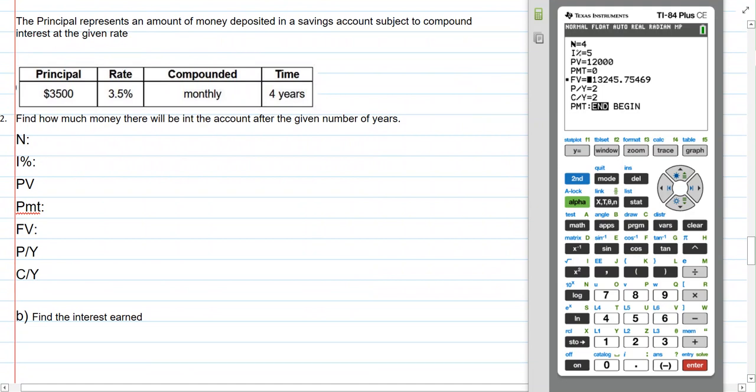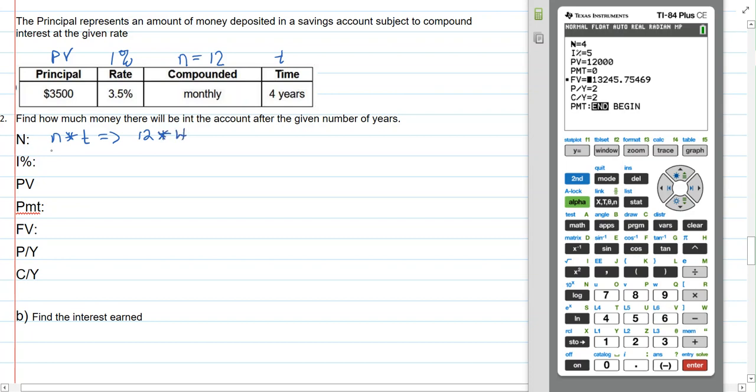And we want to find compound interest. The principal is $3,500. So this is our present value, our one-time deposit. Our rate is 3.5%, so that's our I%. Compounded monthly means that little n equals 12. And time is 4 years, so this is our T. All right, so remember our cap N is little n times T. So what we're going to enter is 12 times 4.